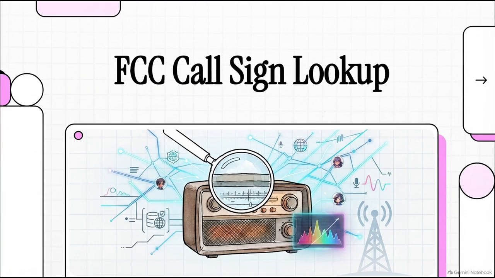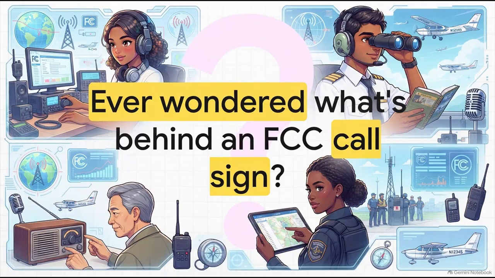Welcome to the explainer. Today, we're unpacking the ultimate tool for navigating the public airwaves by decoding FCC call signs and utilizing the universal licensing system. Whether you're an amateur radio hobbyist trying to identify a distant station, an aviation enthusiast tracking a tail number, or a professional coordinating emergency responses, knowing how to perform a proper lookup is an absolutely essential skill.